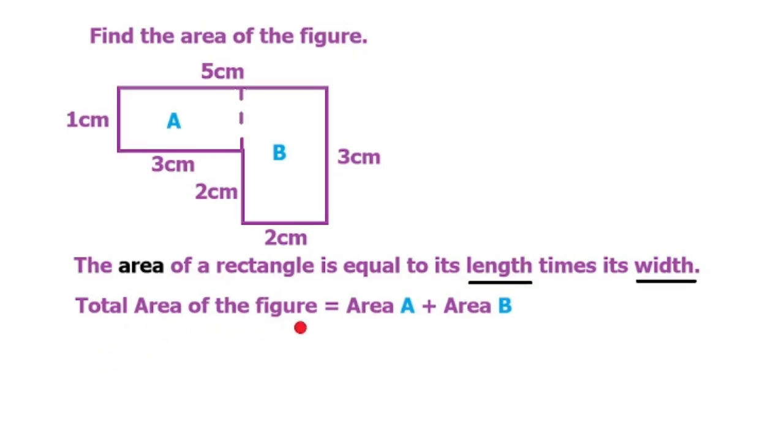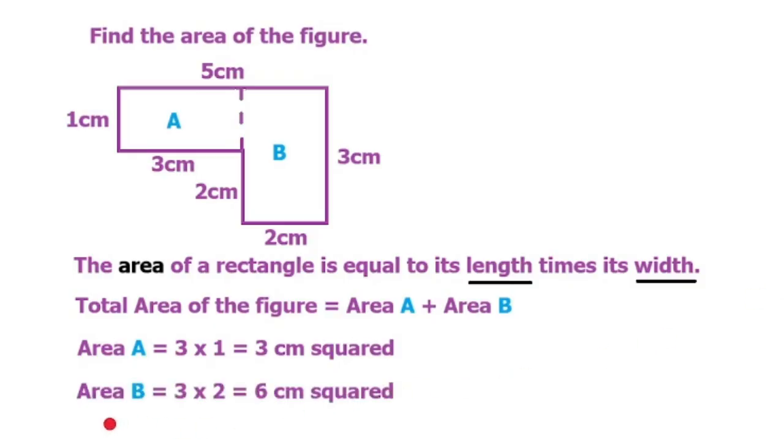So the total area of the figure would be what the area of A is plus what the area of B is. So it would be area A plus area B. Like I said, the area for A is calculated by multiplying 3 times 1, because 3 is the length and 1 is the width. So 3 times 1 is 3 centimeters squared. Don't forget to put the units as squared because that's how you calculate area.